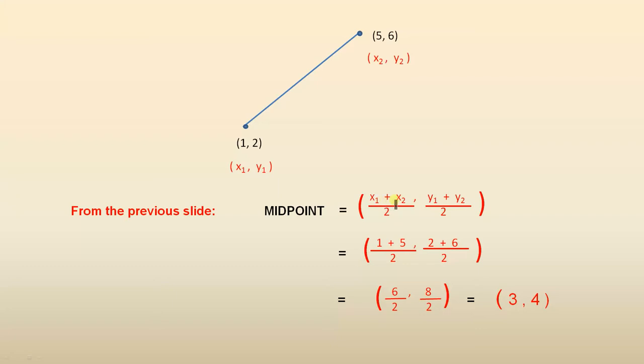So the midpoint is x1 plus x2 on 2, which is 1 plus 5 over 2. y1 plus y2 over 2, which is 2 plus 6 over 2. Now 1 plus 5 gives you 6. 2 plus 6 gives you 8. 6 over 2 is 3. 8 over 2 is 4. So the midpoint is (3, 4).